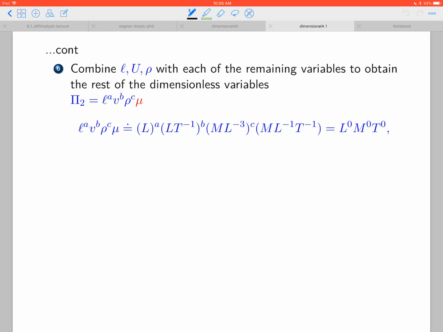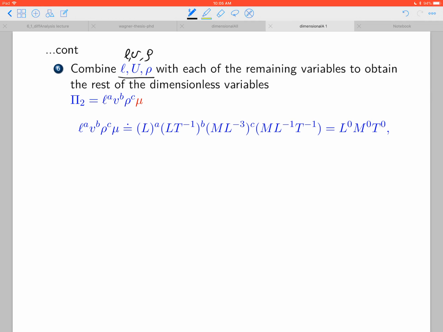Okay, so we have one number left. So remember, we have L, V, and rho. It's a mistake in there, it's not U, it's V. Our repeated variables, we have to combine them with the viscosity now. So now we have to find the new a, new b, and new c, these new variables.